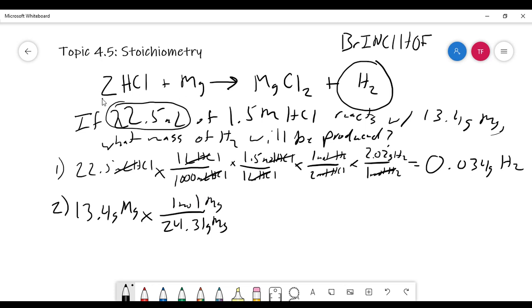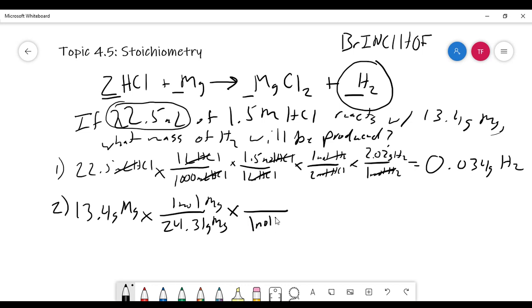Remember, the coefficients in front of everything in our balanced equation are all about moles. 2 moles of HCl react with 1 mole of magnesium to produce 1 mole of magnesium chloride and 1 mole of hydrogen. So if we're going to use the balanced equation, we have to get our initial amounts of substances into moles. And that's what we did here. Grams to moles. Okay, so our molar ratio between magnesium and hydrogen is 1 to 1. 1 mole of magnesium produces 1 mole of hydrogen.